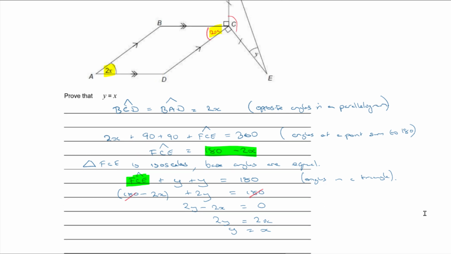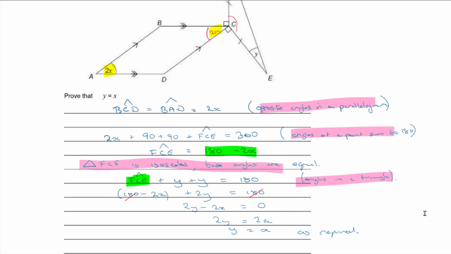Okay, so again, just make sure you're writing down the rules you're using as you're going through, as statements, as well as doing the maths.